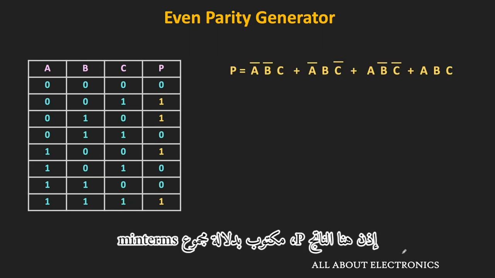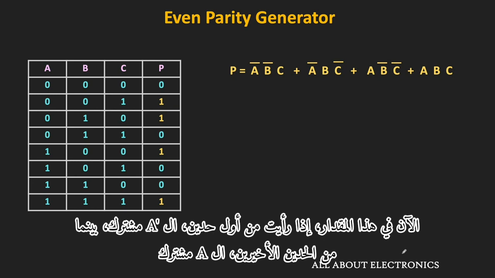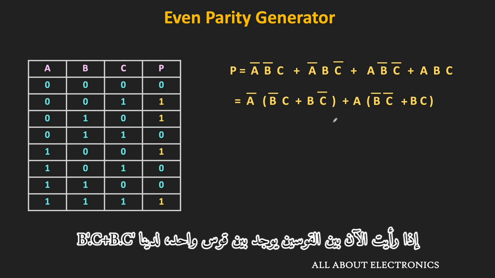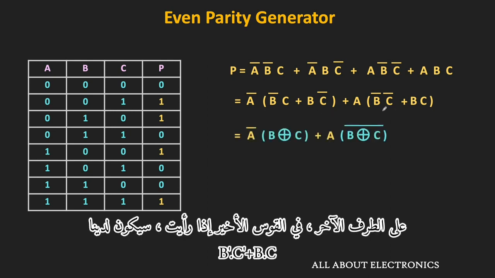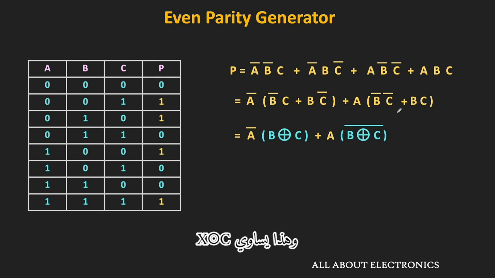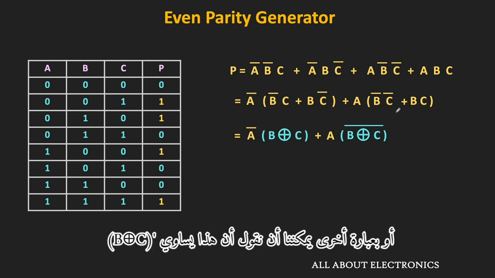So here, the output P is written in terms of the sum of min terms. Now in this expression if you see, then from the first 2 terms, this A bar is common, while from the last 2 terms, this A is common. So now in the brackets if you see, then in one bracket, we have B bar dot C plus B dot C bar, and that is equal to B XOR C. On the other hand, in the last bracket if you see, then we will have B bar dot C bar plus B dot C, and that is equal to B XOR C whole bar.